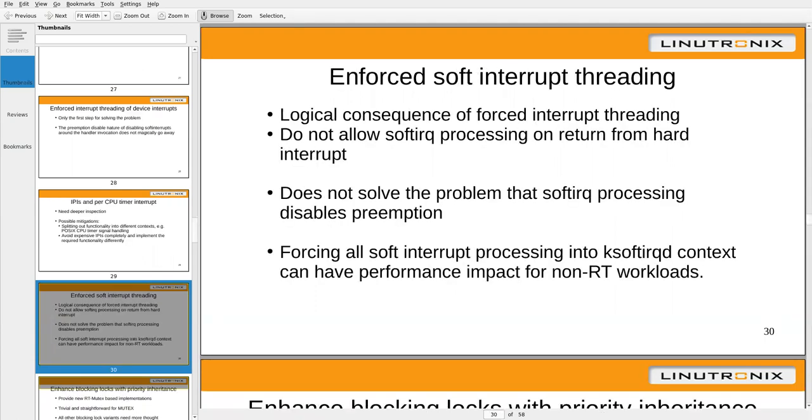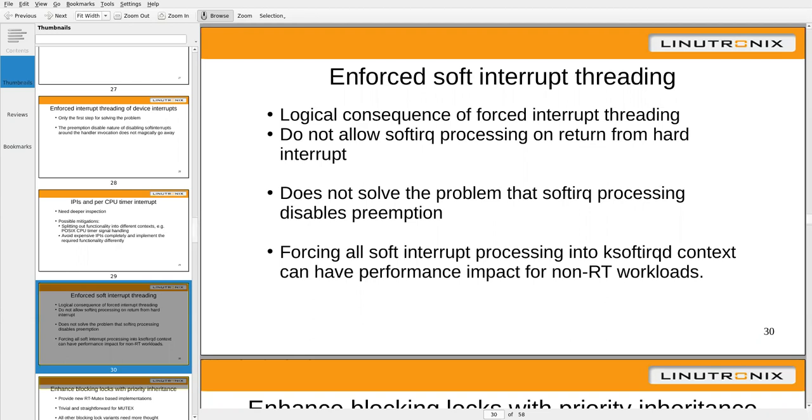So, forced soft interrupt threading. It's the logical consequence of forced interrupt threading. So we just do not allow soft IRQ processing on return from a hard interrupt handler. We just always delegate it to thread context. But again, this does not solve the problem that soft interrupt processing disables preemption.